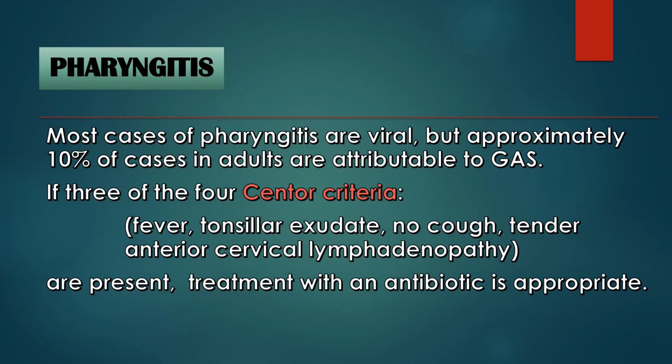Pharyngitis. Most cases of pharyngitis are viral, but approximately 10% of cases in adults are attributable to group A Streptococcus. If 3 of the 4 CENTOR criteria (fever, tonsillar exudate, no cough, and tender anterior cervical lymphadenopathy) are present, treatment with an antibiotic is appropriate.